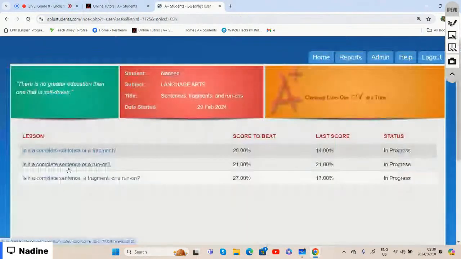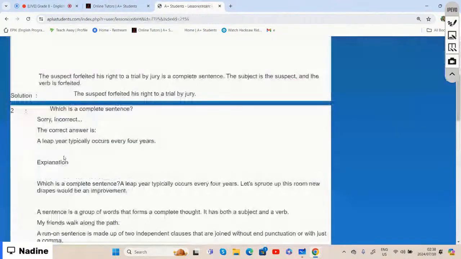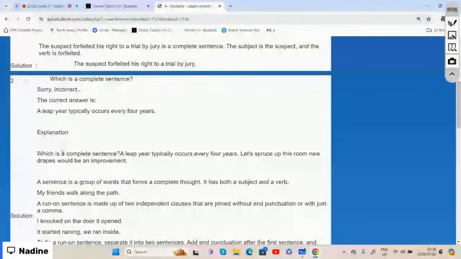So we need to say, is this a complete sentence or is it a run-on? And remember, we said a run-on sentence has two independent sentences or clauses within that one sentence, and it is either joined without an end punctuation or just with a comma. That is a run-on sentence. And then once again, a completed sentence is a group of words that forms a complete thought, which has both a subject as well as a verb.